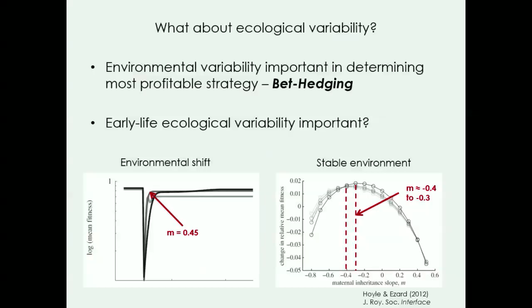However, the nature of the variability, represented by these different lines, determines exactly where the maximum fitness return is. So this example really serves to say that the variability of your early life environment is important. That should have an important effect.